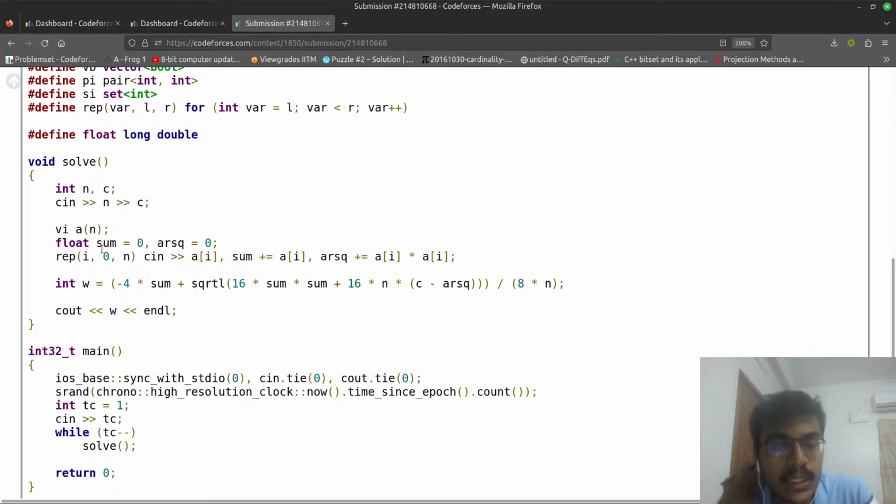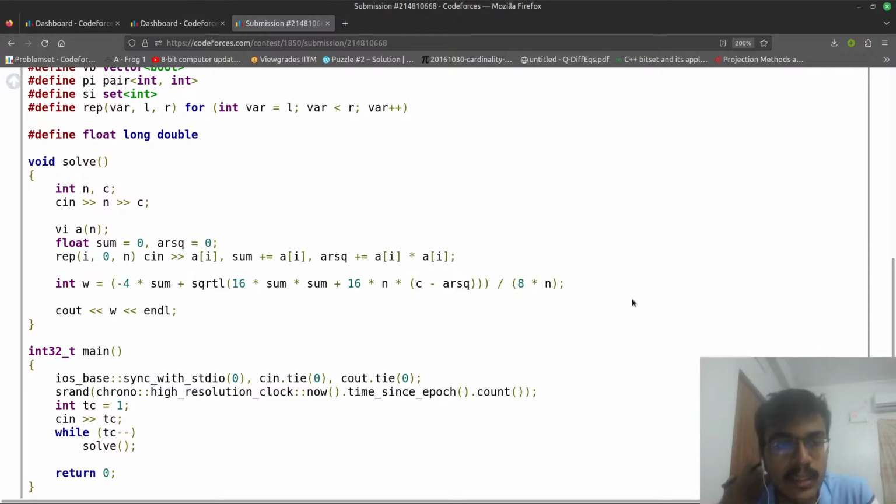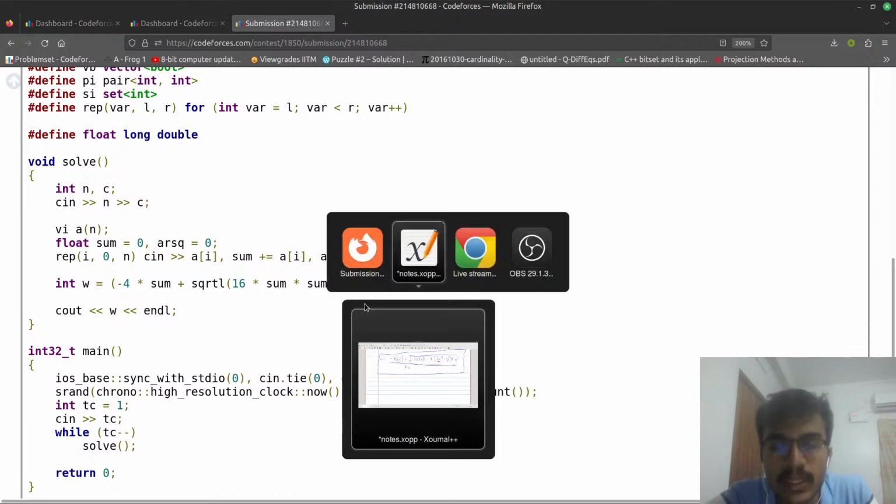Anyways, I've defined my sum to be equal to 0, and ARSQ is the sum of all the squares. So I'm just taking all the A's as input, finding the sum of all the numbers, and finding the sum of squares of all the numbers. Then I'm directly putting it in the quadratic formula over here. As I explained, I'm just directly putting it in the quadratic formula, and I'm outputting the value of W. So does that sound good? Yeah, I hope that was clear.